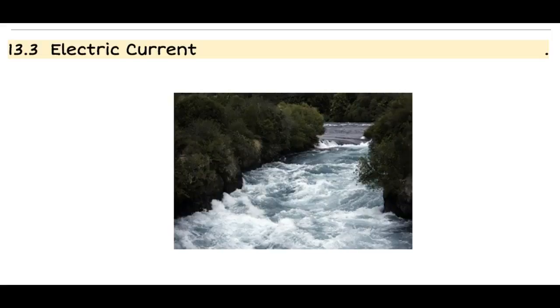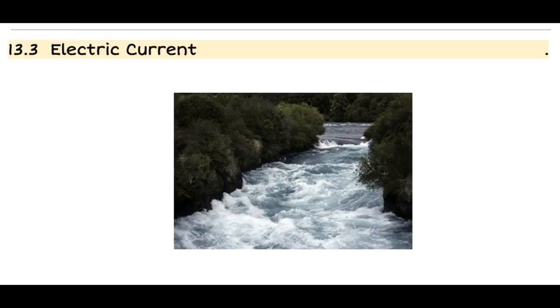So in today's lesson, we're going to continue our conversation around current electricity and circuits. But before we go into some deeper concepts with respect to current electricity, there are some terms that we need to make sure we have a good understanding of. And the first one of those terms is electric current.